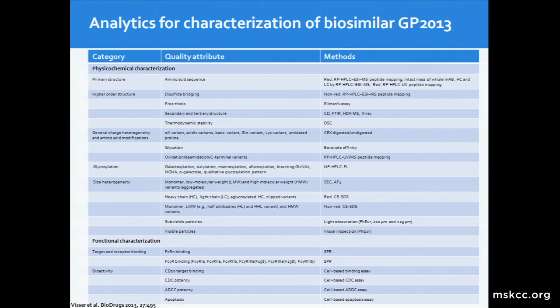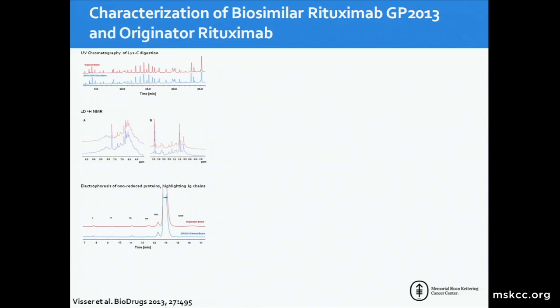So this is a shock and awe. This is the preclinical and functional characterization of GP2013, a rituximab biosimilar candidate from Sandoz. An awful lot was done to show that they were the same, and here are some of the data. And I would argue, which is the biosimilar and which is the originator molecule? One of them is one and one's the other. I would argue you can't tell the difference. It turns out the blue is the biosimilar.